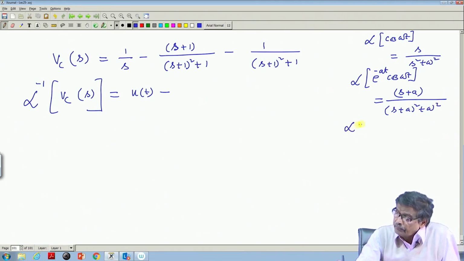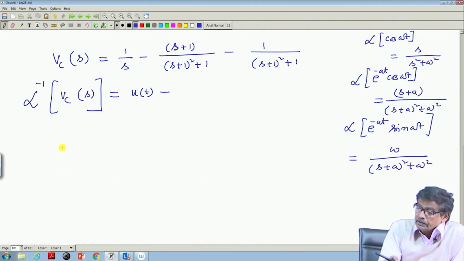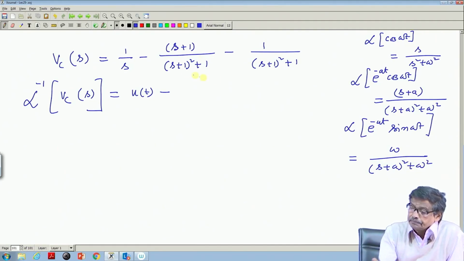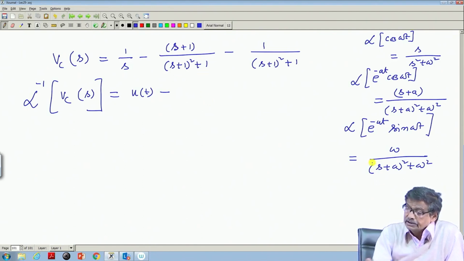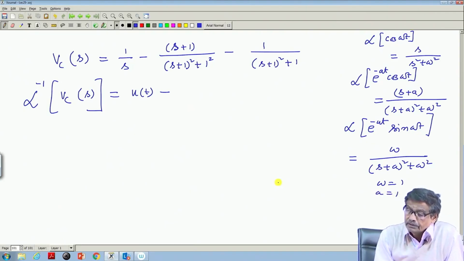Similarly, the Laplace transform of e to the power minus a t sin omega t is equal to omega by (S plus a) whole square plus omega square. So, look at these two expressions. Omega, we can easily recognize this to be 1. In our example, omega is equal to 1, a is equal to 1.